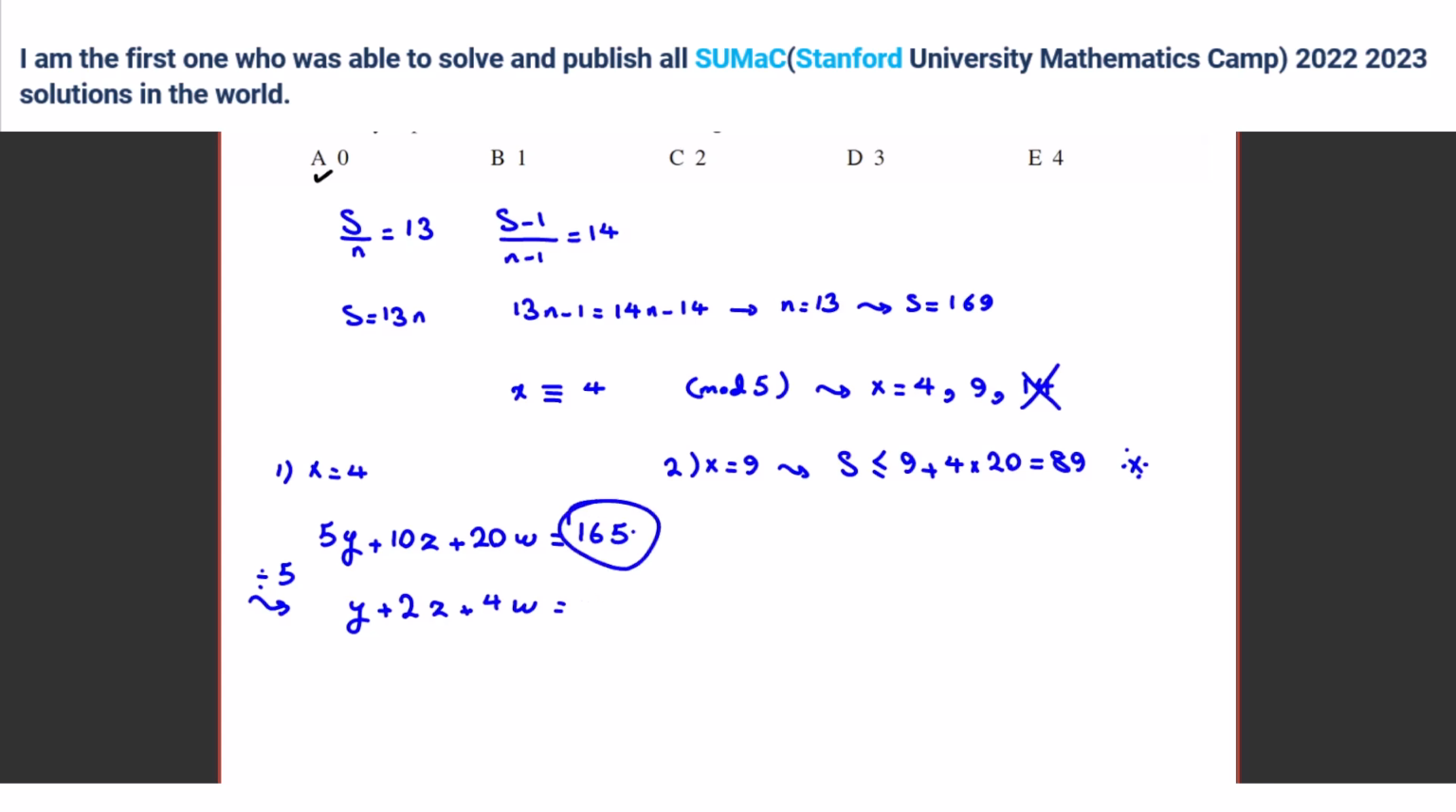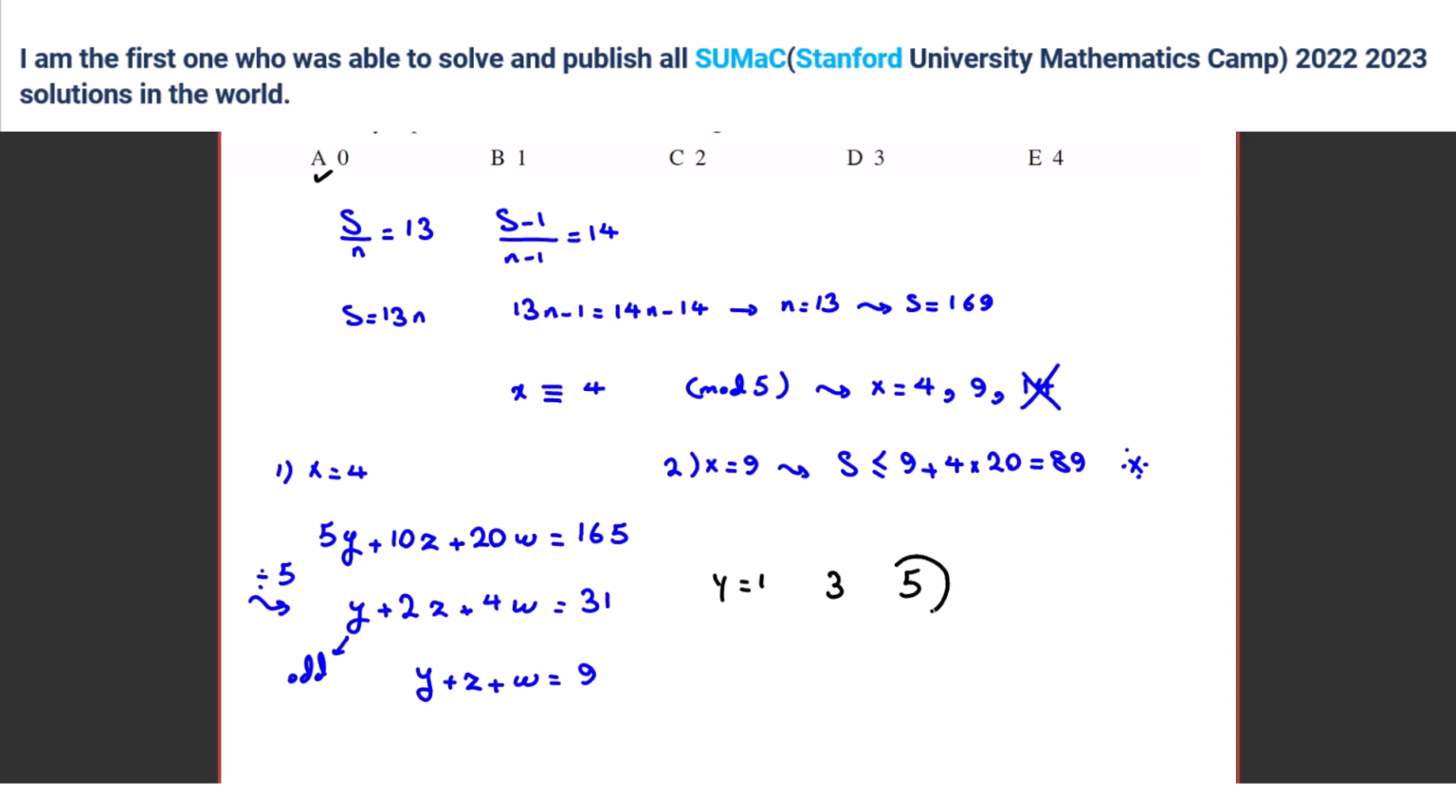So when we divide by 5, 165 over 5 is what? 31. Then what can we conclude? y equals 1 or some odd number. And let me ask you this. y plus z plus w is what? 9. Then we know y is odd. So y can be, for example, 1 or 3 or 5.